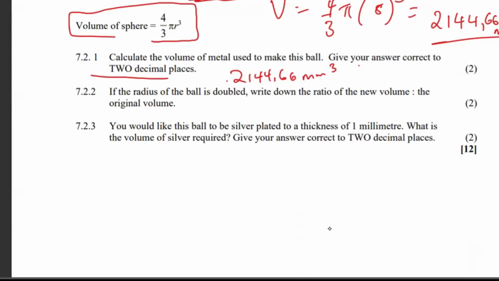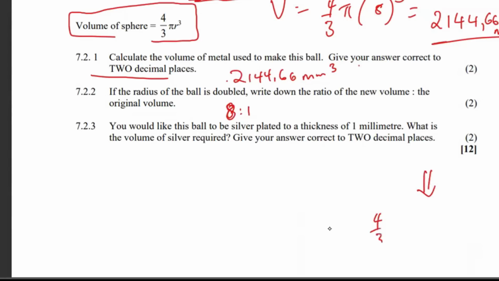Then if the radius is doubled, can we write down the ratio of the new volume? So what usually happens is that when you double the radius, the volume must increase in the ratio of 1:8. So new volume to the original must be 8:1. Okay, let's just show people how that is done.